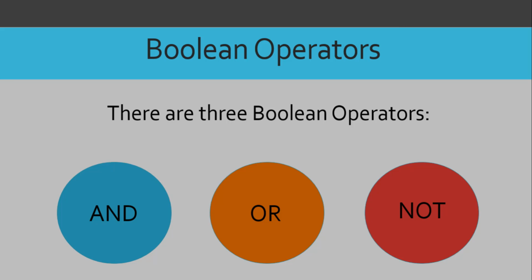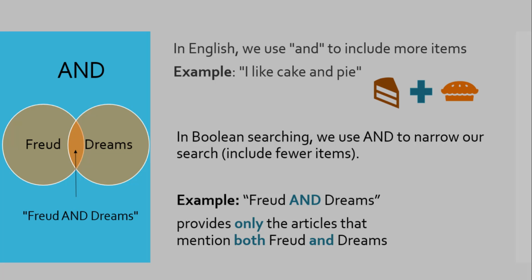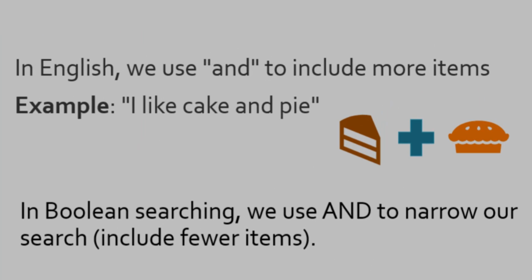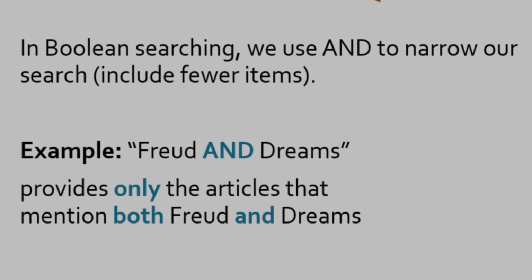We'll cover each of these individually, and we'll begin with and or because they're a little bit tricky. The way that we use these words when speaking English is different than the way we use them when searching a database. For and, in English, we use and to include more items. I like cake and pie. But in database Boolean searching, we use and to narrow our search so that we get fewer items.